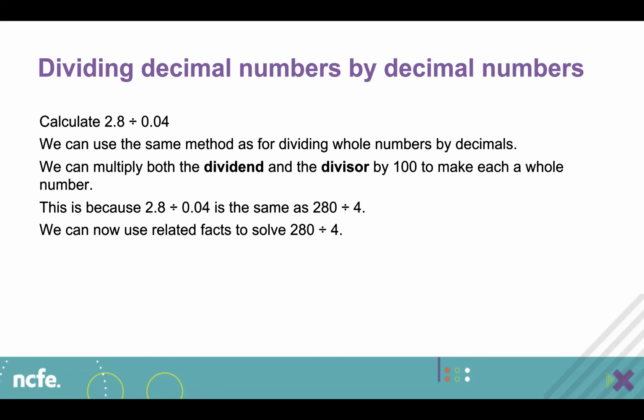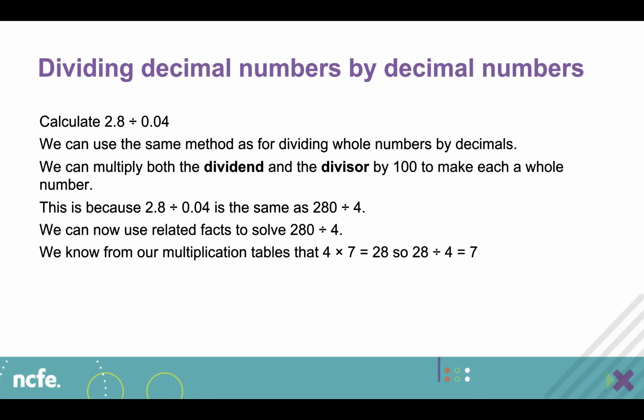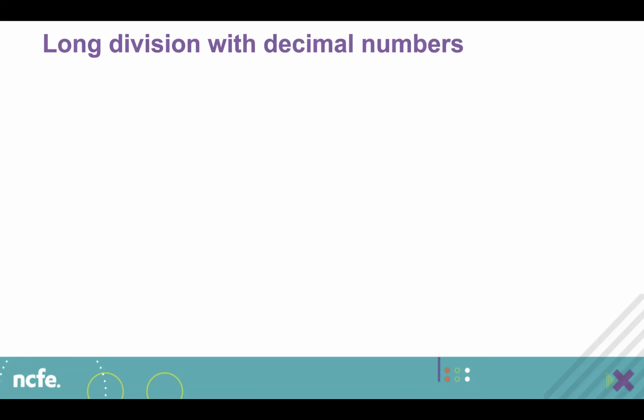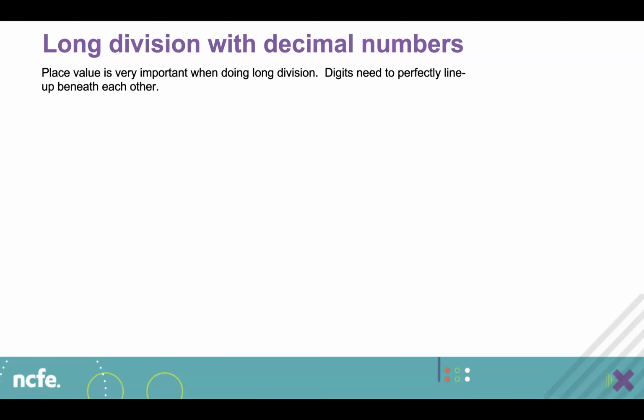We can now use related facts to solve 280 divided by 4. We know from our multiplication tables that 4 times 7 is 28, so 28 divided by 4 is 7. If 28 divided by 4 is 7, therefore 280 divided by 4 will be 70, and 2.8 divided by 0.04 will also be 70.